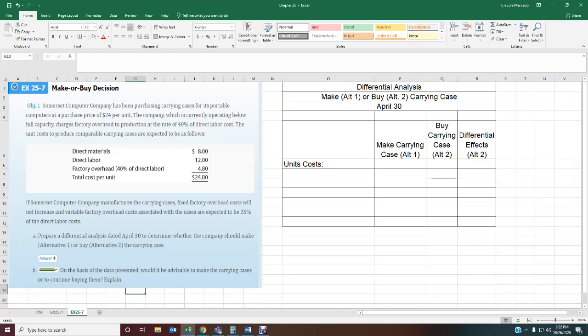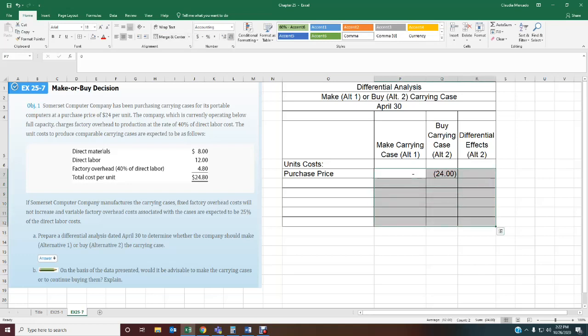Now in this case, I've got my unit cost. We're going to break them out. The first option we have is if we purchase the case from an outside vendor. If I purchase my case from an outside vendor, then my make would be 0 because I'm not making them, I'm buying them from an outside vendor. So if I were to buy them from an outside vendor, how much would I be paying? Well, I'll be paying $24.